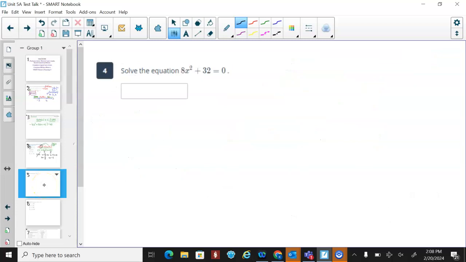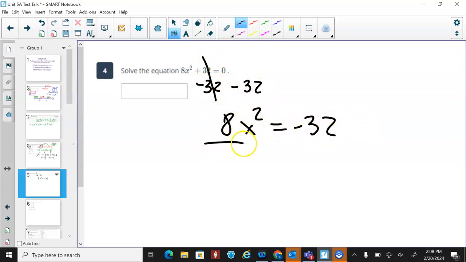All right, here, solve the equation. Again, solve means you move everything to the other side. I'm going to move 32 to the other side by subtracting it. I'm going to have 8x squared equals -32. Remember to divide it by 8. After I divide it by 8, I get x squared equals -4.